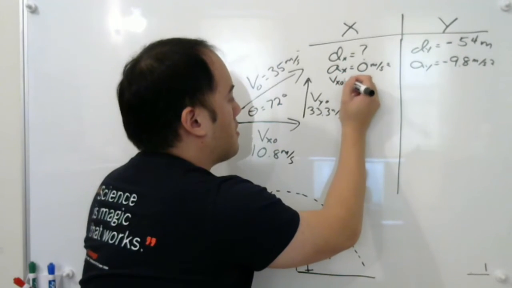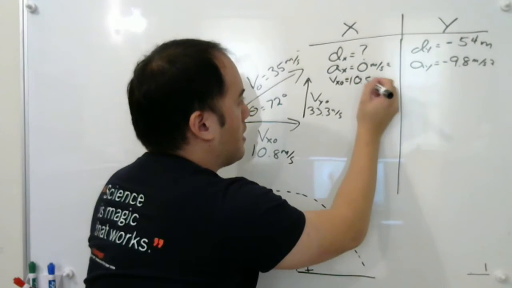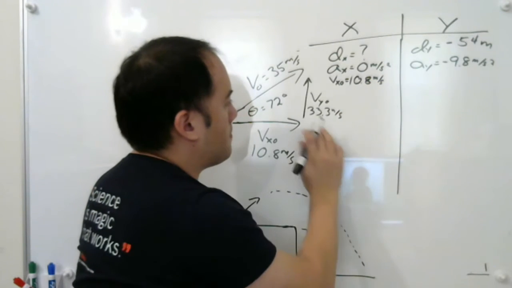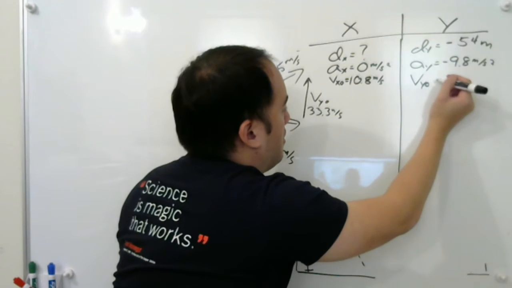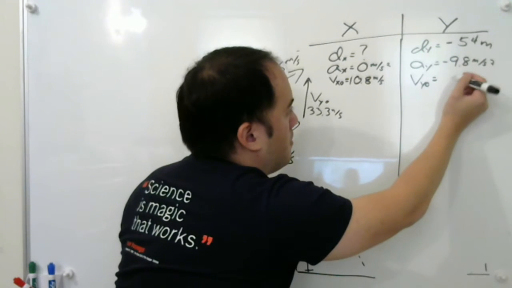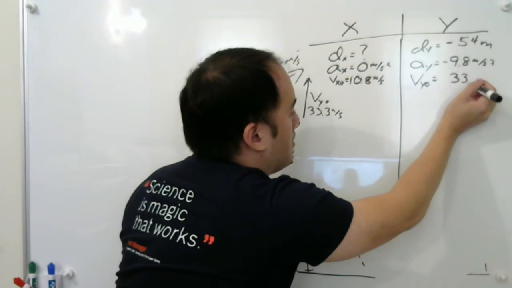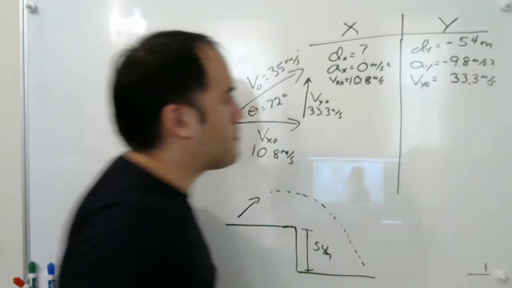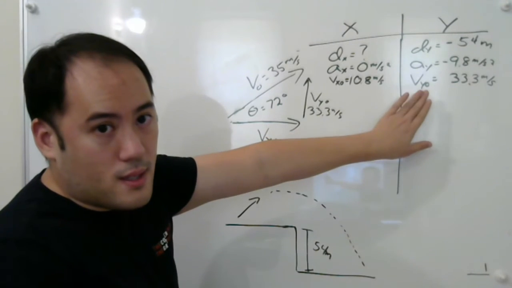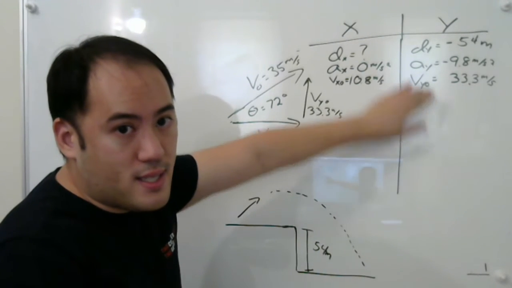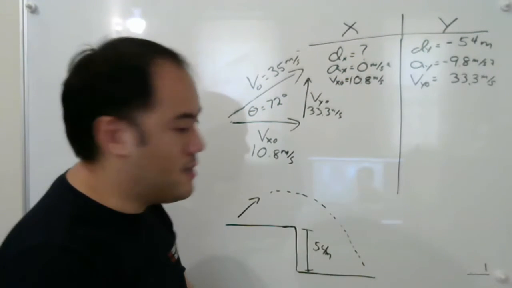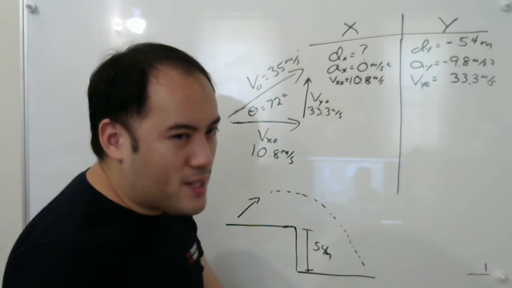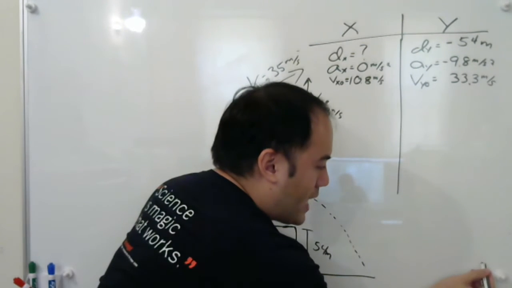V x naught equals 10.8 meters per second. Vy naught equals 33.3 meters per second. It's really important that you be consistent with dy, ay, and vy naught. You gotta be consistent. What am I talking about? What does that mean? What has to be consistent?